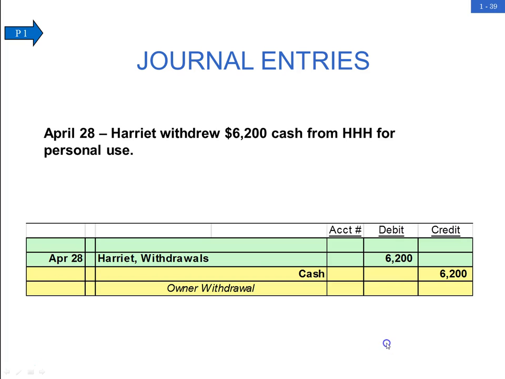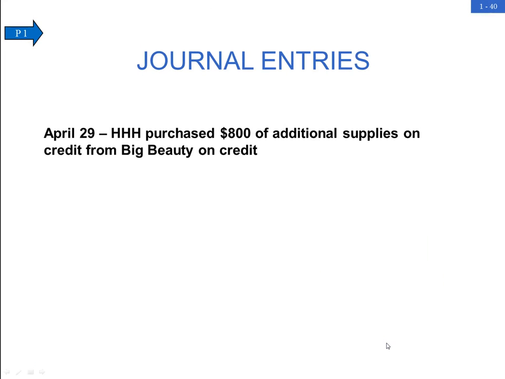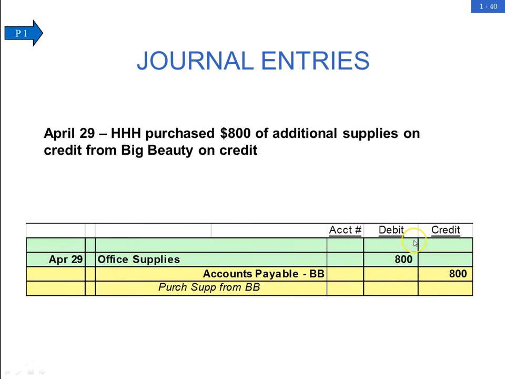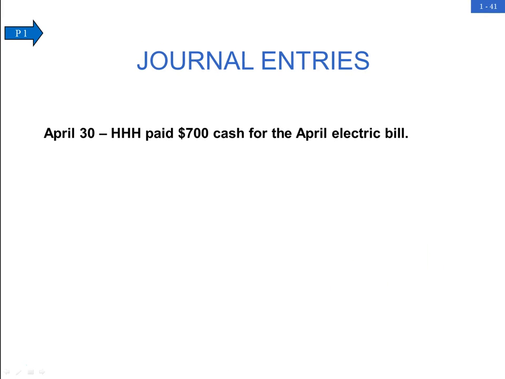All right, on April 29th, Harriet the Haircutter purchased $800 of additional supplies on credit from Big Beauty Credit. I think we know this. Increase in supplies of $800, that's an asset account, we would debit it, and of course to show an increase in the liability, the amount we owe Big Beauty Company, we credit the liability account.